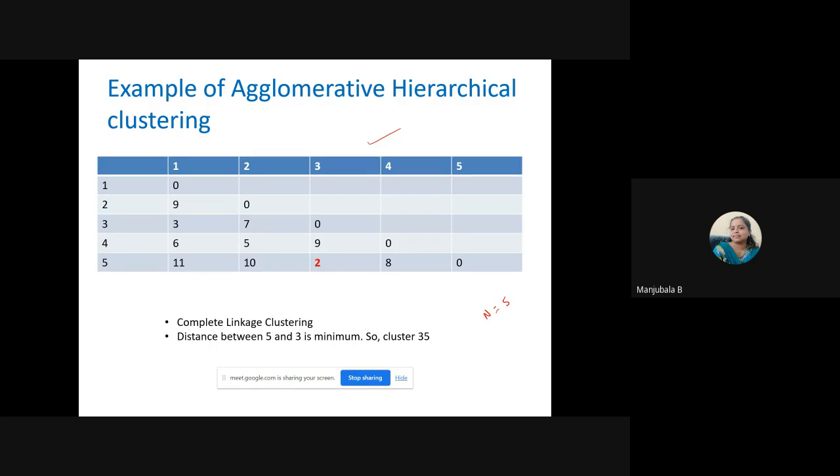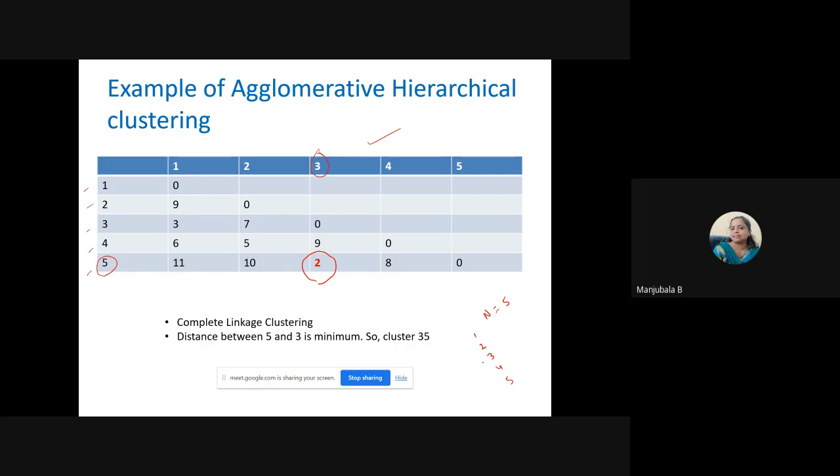So initially we are assuming that there are five singleton clusters: cluster 1, cluster 2, cluster 3, cluster 4, and cluster 5. Now we have to combine, right? At each step we have to combine 2 data points into a cluster. So how to do this? If you see this distance matrix, the distance between 5 and 3 is minimum. Among all the values in the lower part of the primary diagonal, 2 is minimum, right? So as the distance between 5 and 3 is minimum, we are going to combine 5 and 3 into a single cluster.